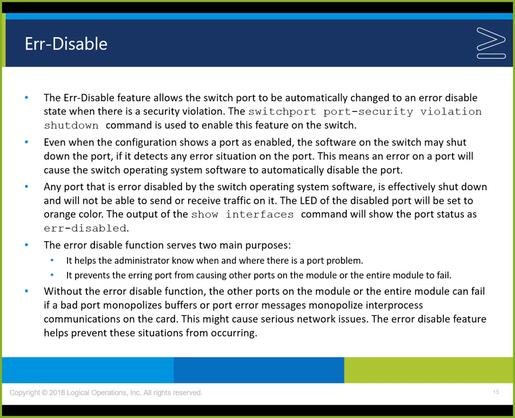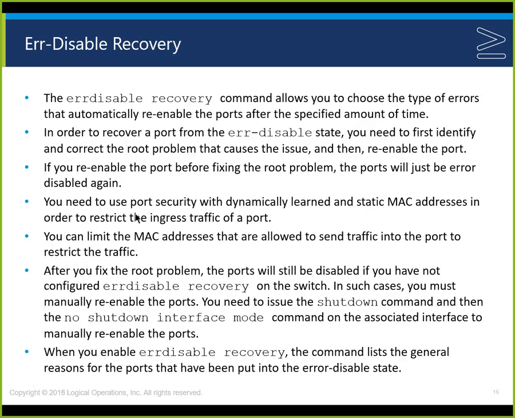Anyway, back to error disable. With the shutdown, you can see that there's something wrong with the port, and you can't see that with the other two methods. It prevents the erroring port from causing the other ports in the module to fail. And that is one of the things. To me, when you're managing these things, you can see something's going on with it. Without the function, the other ports could fail if a bad port monopolizes the buffers, and that is all true when we do those things.